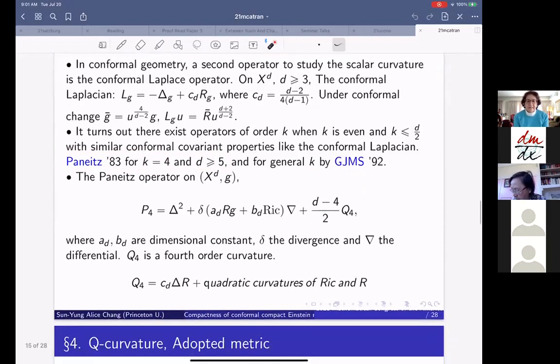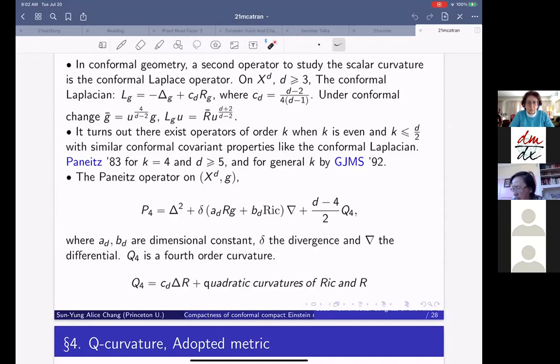So let me say a few words more about the Paneitz operator. The Paneitz operator is a fourth order operator, starting with the square of the Laplacian, and then plus a second order perturbation. Here del is the divergence, and this is the gradient. So we have a second order operator whose coefficients carry information of the metric G, the Ricci tensor and the scalar curvature. And then, as the conformal Laplace operator captures scalar curvature, the Paneitz operator captures some curvature called Q4. Okay. Notice this constant in the conformal Laplacian has D minus 2 in it.